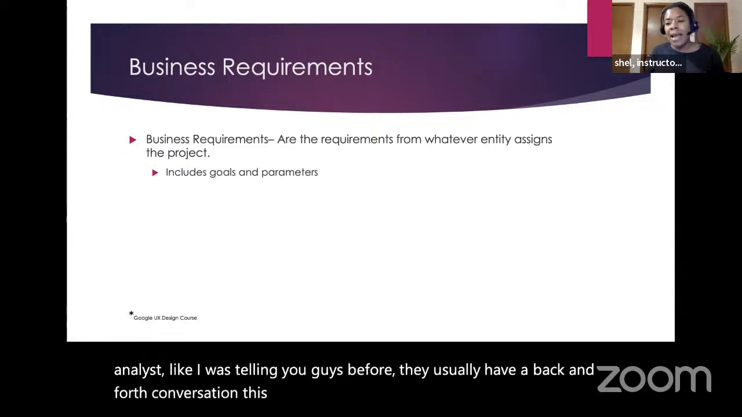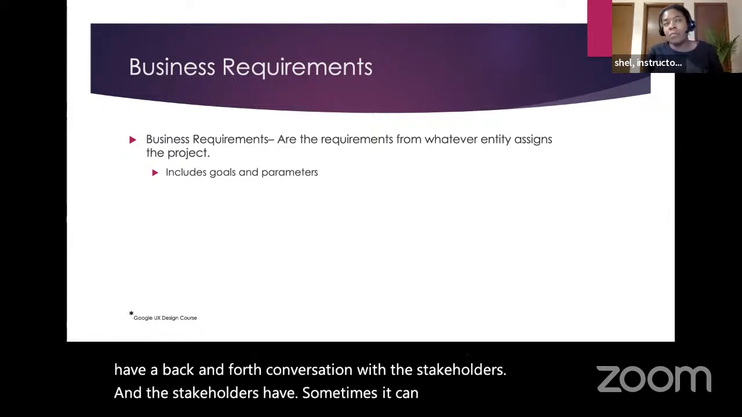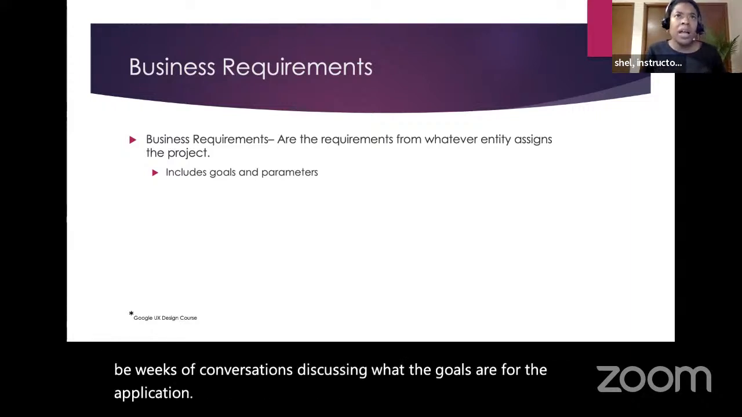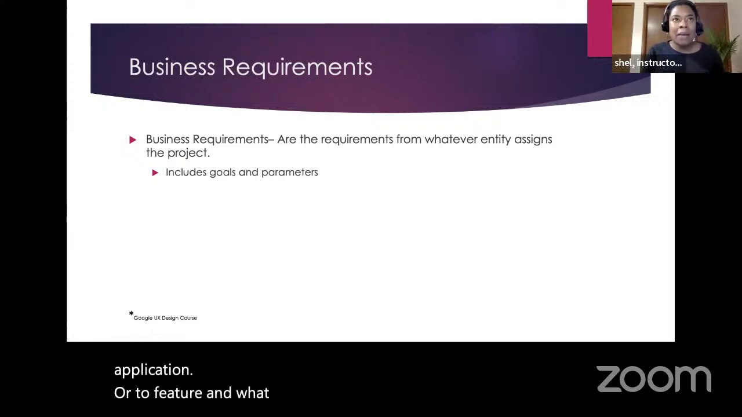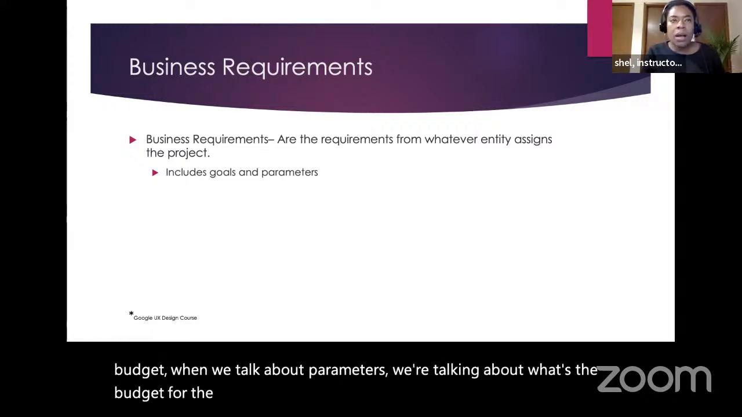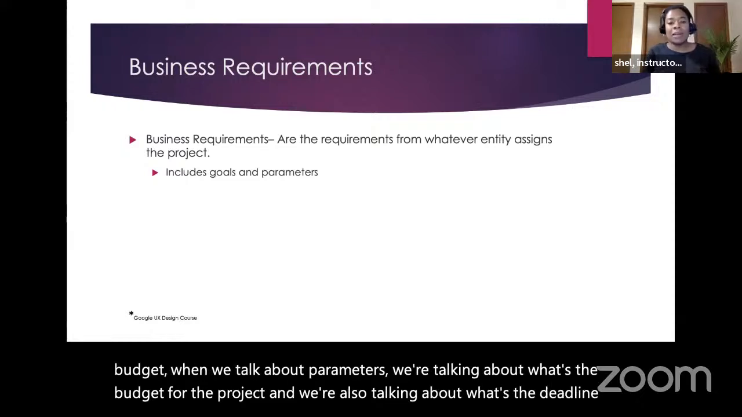This is how it works in agile companies. They usually have a back and forth conversation with the stakeholders. Sometimes it can be one day, sometimes it can be weeks of conversations discussing what the goals are for the application or the feature and what the budget is and what the timeline is. So the budget, when we talk about parameters, we're talking about what's the budget for the project. And we're also talking about what's the deadline for the project and what's the expectations.